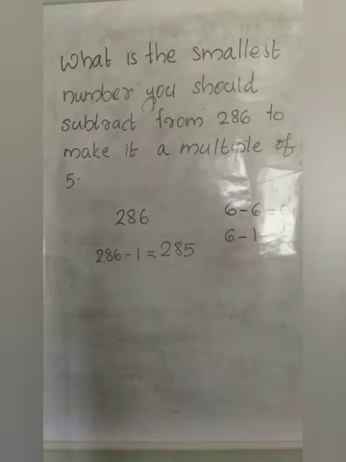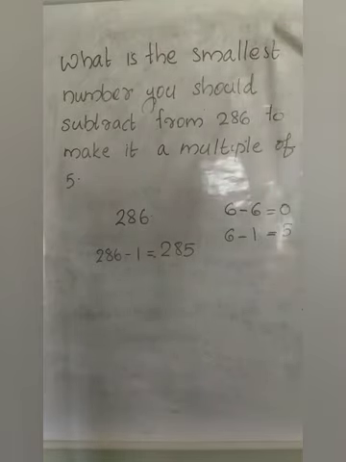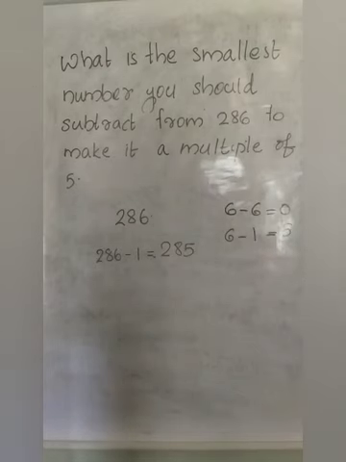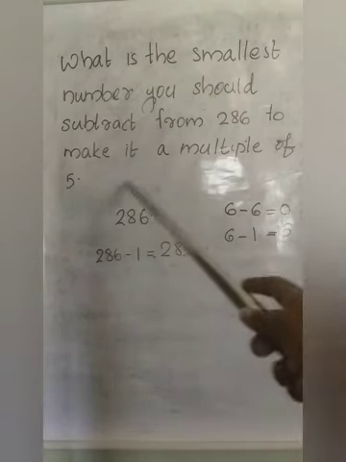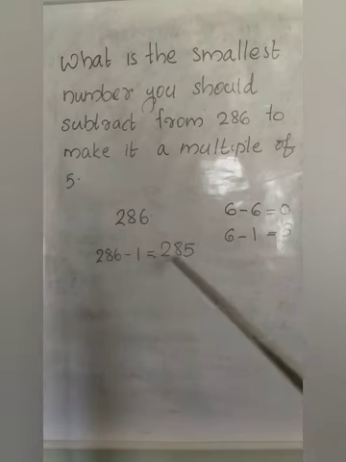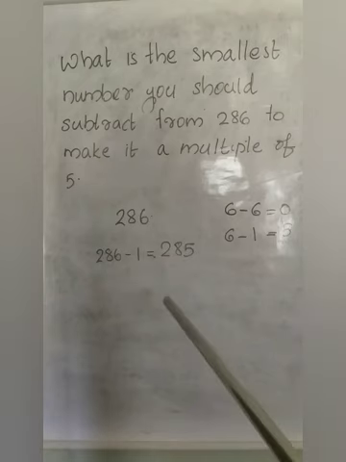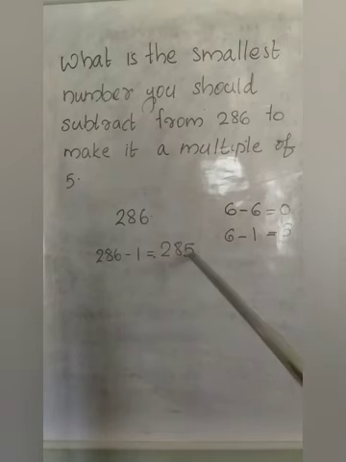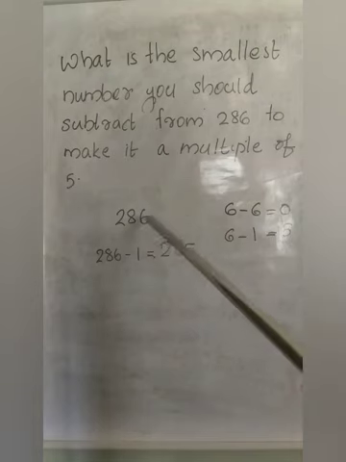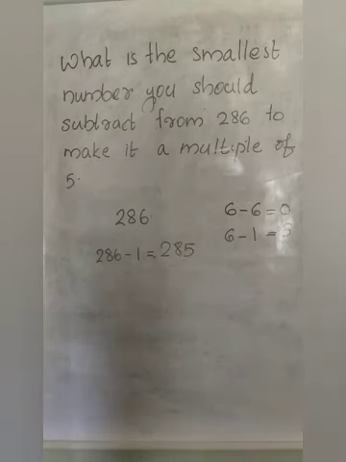So from this, which number do I have to take? There is a condition. What is that? Smallest number, isn't it? So 6 or 1, which is the smallest number? 1. We have to choose the smallest number. So 1 is the smallest number. When we subtract it from 286, what are we getting? 286 minus 1, 285. Now we can clearly say 285 is a multiple of 5 because in the unit place it is 5. So the smallest number to subtract from 286 is 1, so that it makes a multiple of 5.